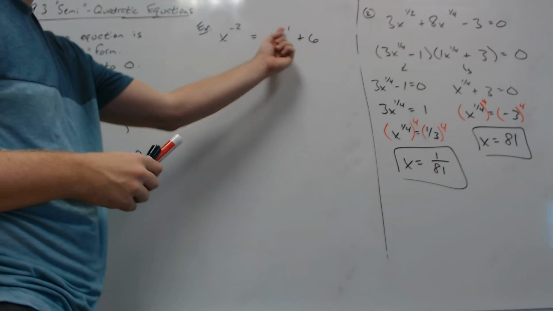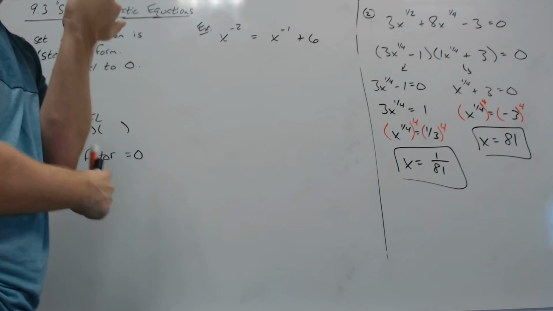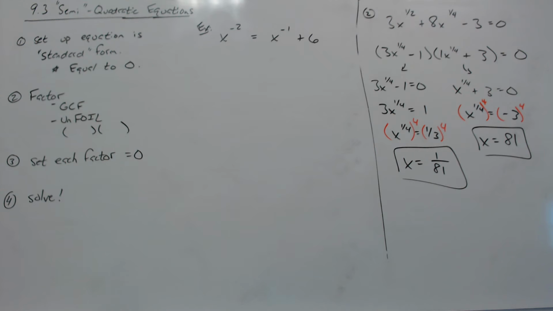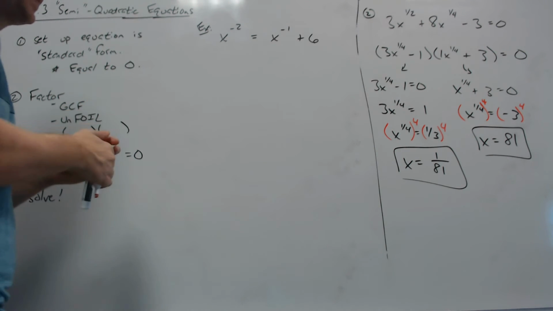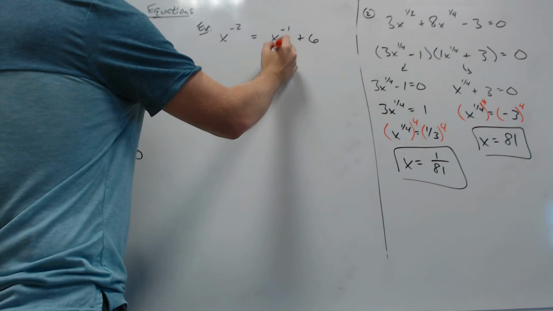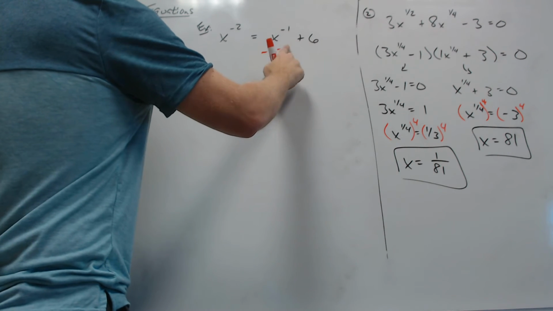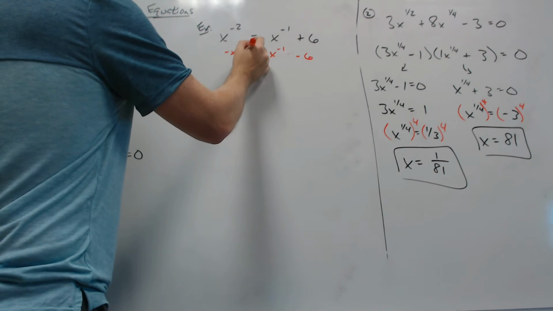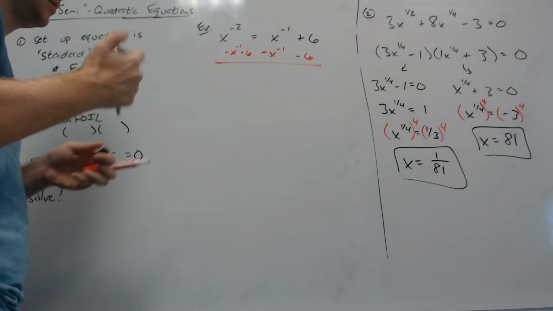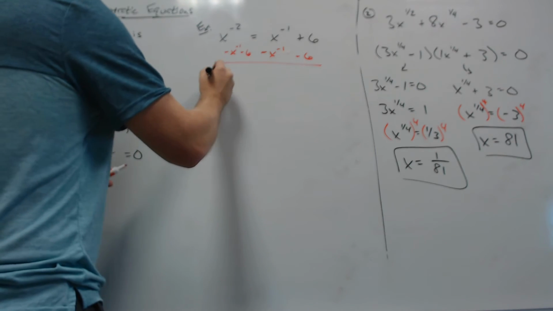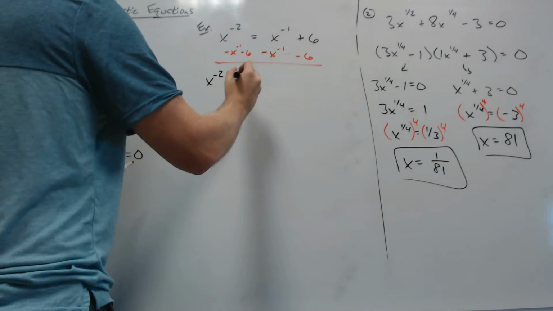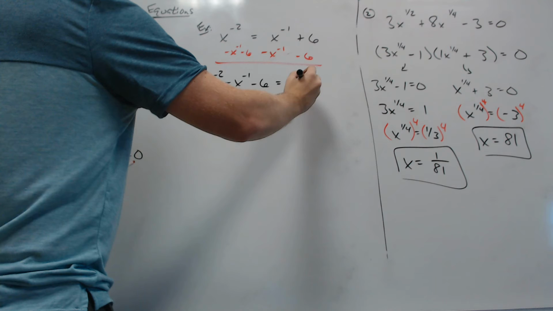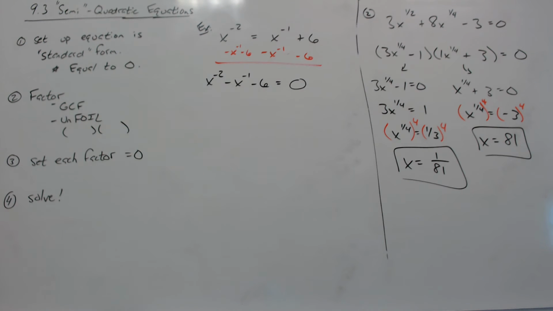But again, notice my powers are double each other. Negative 1 doubled is negative 2. So it fits quadratic. But I do notice this equation isn't in standard form. It's not equal to 0. So I'm going to set this equal to 0 by subtracting my x term, subtracting my 6. X to the negative second, minus x to the negative first, minus 6, and now on the right side I have nothing. So we put it in quadratic form.